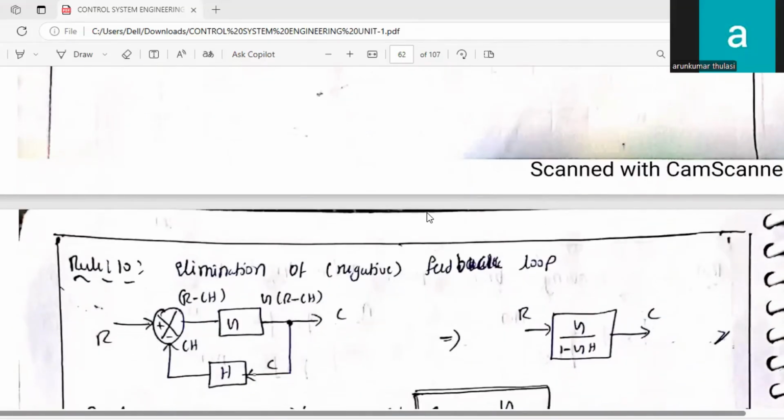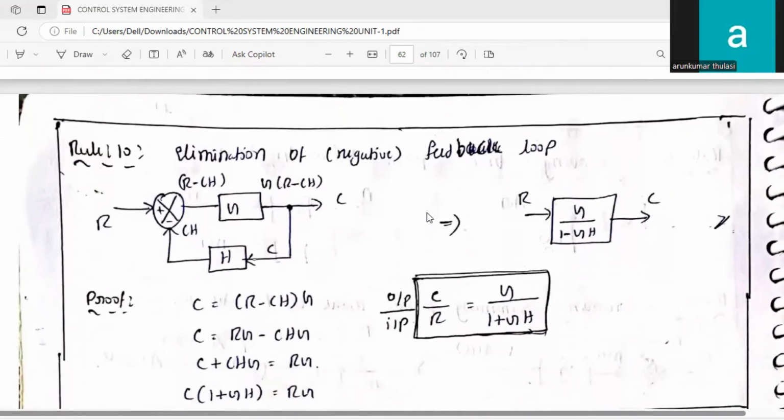Next, rule number 10, eliminating the negative feedback loop. If a system has a feedback loop, first we need to identify whether the feedback is positive or negative. We can identify it by the sign of the feedback. If it is indicated by the negative sign, then we call it a negative feedback loop. If it is indicated by the positive sign, then we say it is a positive feedback loop. So here, this diagram represents the negative feedback loop.